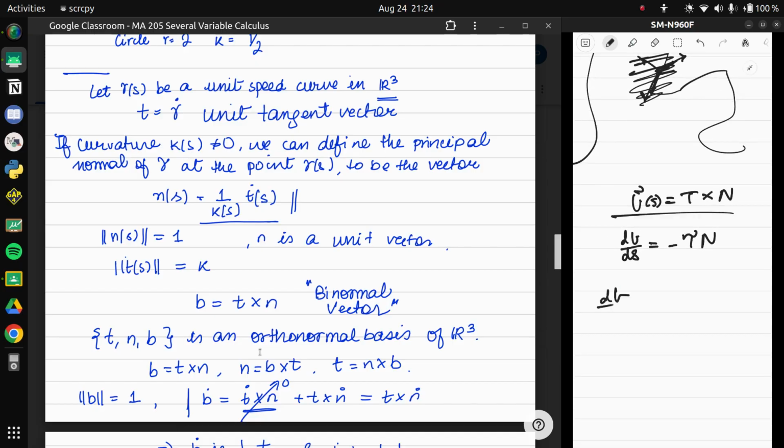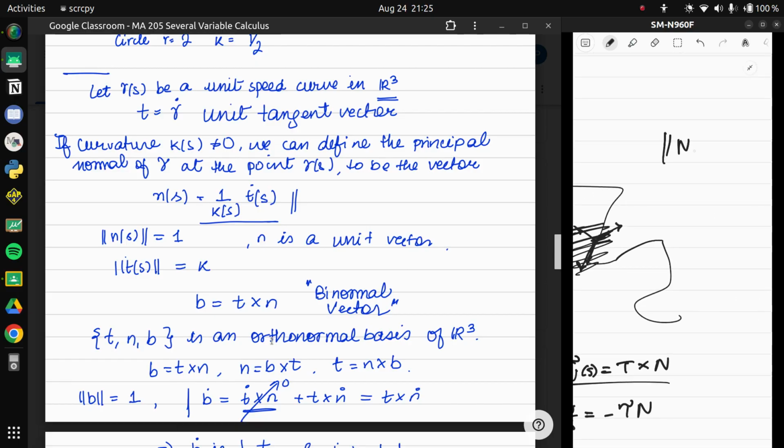So you just got dB by ds is equal to dt by ds cross n plus t cross dn by ds. Now dt by ds is defined to be capital N. Remember, we did that. So what that means is this stuff is gone. It's not going to matter. So it's just this stuff, t cross dn by ds, right? But what is dn by ds, firstly? Dn by ds is something which is essentially perpendicular to n. Once again, following the same logic that we did for t, because once again, the magnitude of n is 1, right?